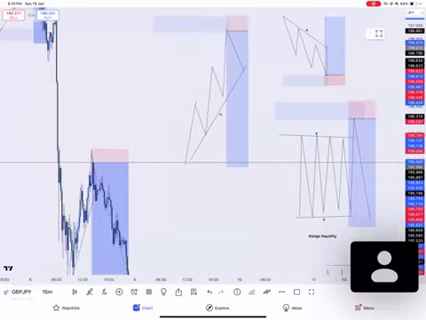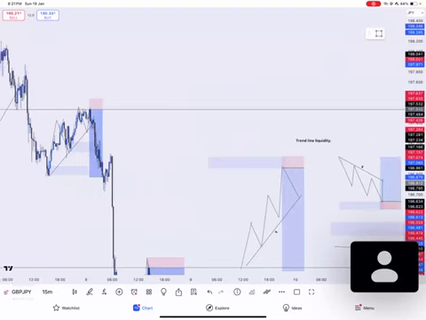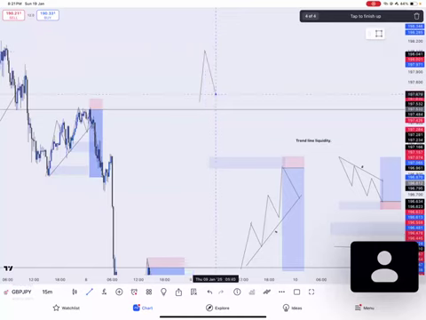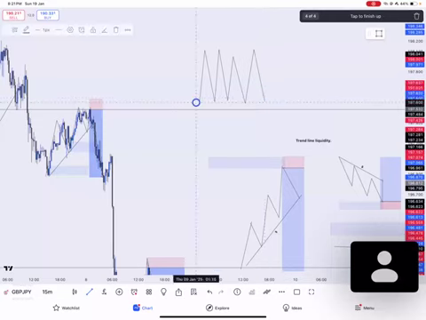Another type of liquidity that we have is what? Range liquidity. Now, what is range liquidity? The market is consolidating or ranging, basically traveling from what? Support to resistance, from resistance back to support, support to resistance, resistance back to support, and so on. While it's doing all this, it's basically accumulating liquidity on each side of the chart.